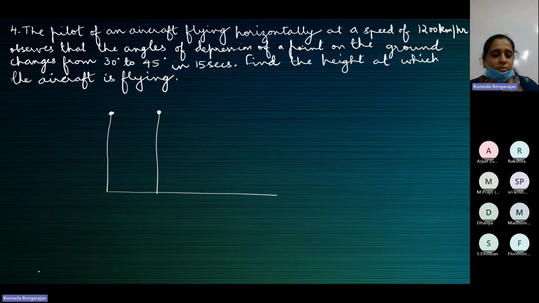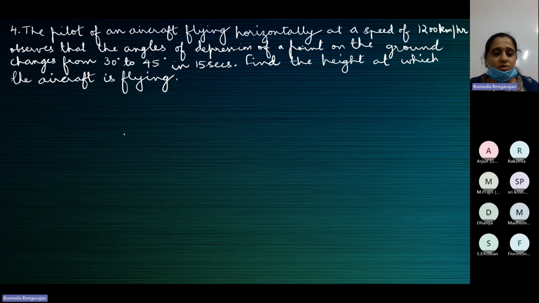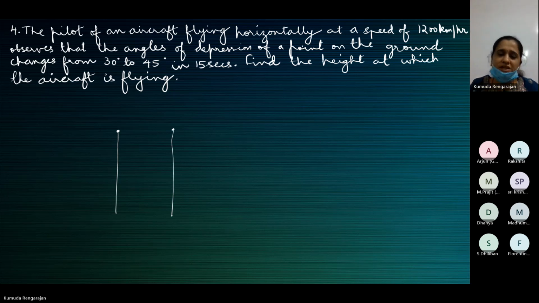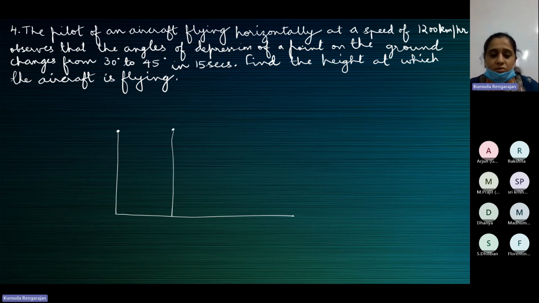Do you want me to come again? See, take the two positions of the observer, and the height of the observer from the ground. He's flying, maintaining the same height from the ground. If he's going up and down, then you cannot find anything. He's flying horizontally above the ground. This is the ground level. Say this is the object on the ground.